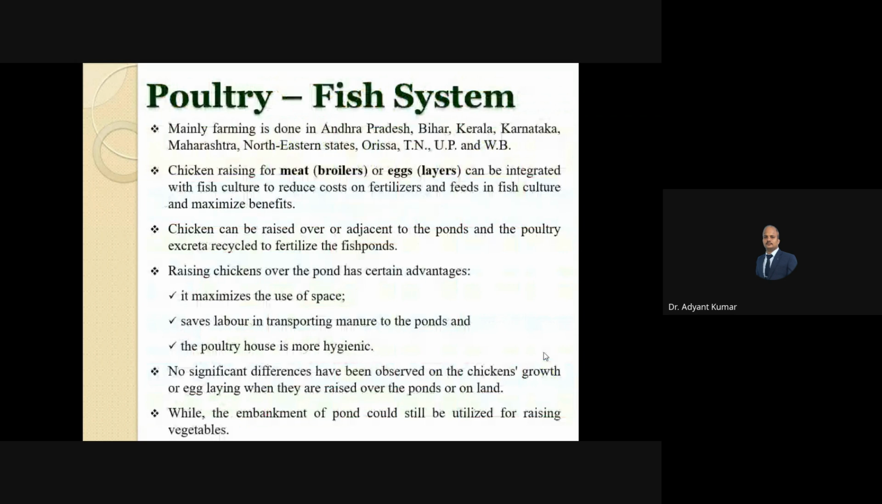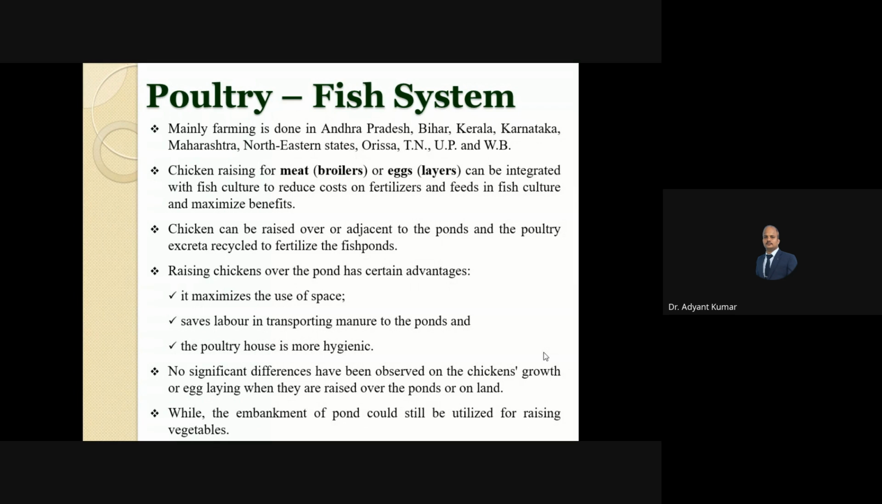The poultry fish system is mainly practiced in Andhra Pradesh, Bihar, Kerala, Karnataka, Madhya Pradesh, the northeastern states, Orissa, Tamil Nadu, UP, and West Bengal. Here, the poultry birds are raised for meat as well as egg purposes, and they can be integrated with fish culture to reduce the cost of fertilizer and feed in the fish culture. The chickens are raised over or adjacent to the pond, where the poultry excreta are recycled to fertilize the fish ponds.